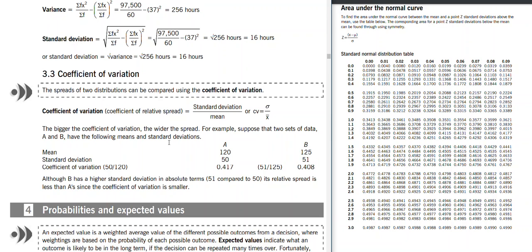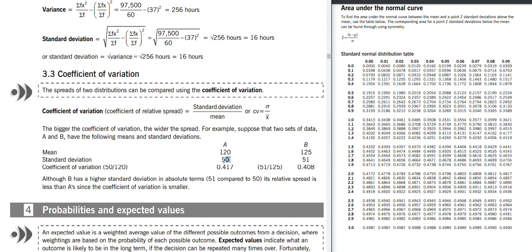Okay, coefficient of variation shows us the spread of the data about its mean. If coefficient of variation is higher, it means it will be more widely spread. If coefficient of variation is smaller, then it would be lower spread. Like we have an example here, we have one data where the mean is 120. We have another data where the mean is 125. Remember, mean is average. And then we have standard deviation of 50.